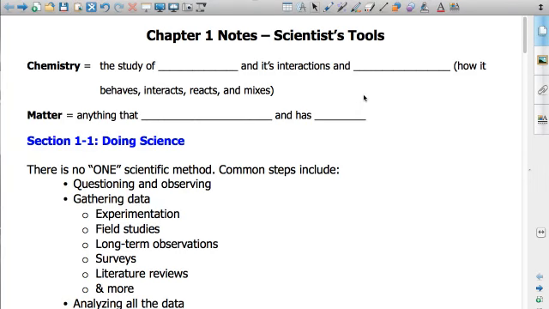Today we're going to look at the first half of section 1-1, Doing Science. We will cover the scientific method, the types of experiments, and variables. But first off, what is chemistry?